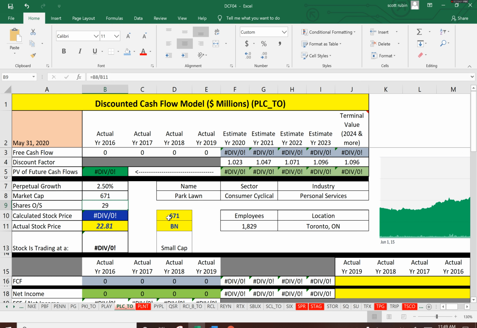shares outstanding. And we're going to estimate the future free cash flow of the company and discount that number back to today's value. And that number will be the value of the company. And when we get that value, we divide it by the number of shares, 29 million, and we get an intrinsic value for the stock price. And we're going to compare it to the actual stock price to see if it's a buy or sell.